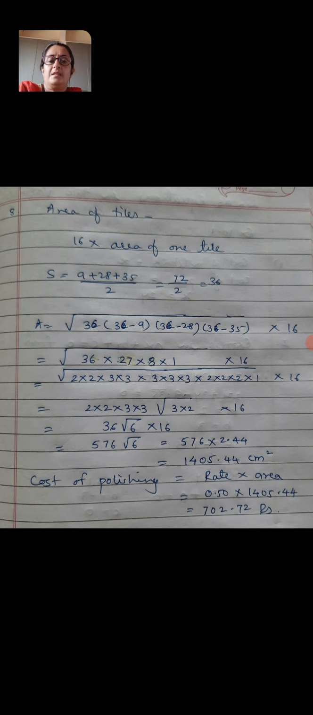Multiply with 2.44 to find the value, root 6 is 2.44, that gives you 1405.44 centimeter square. That is the area of all 16 tiles. Now the cost of polishing is 0.5 rupees per centimeter square. So multiply that rate by the area, that gives you 702.72 rupees. Here we'll stop, children.